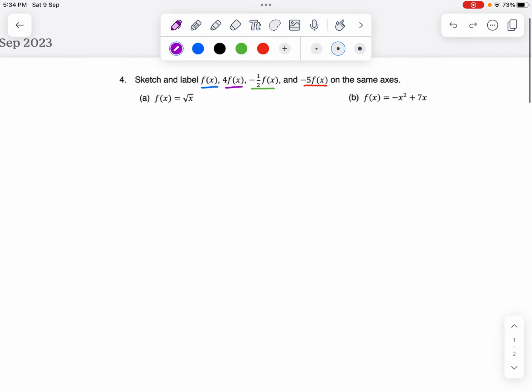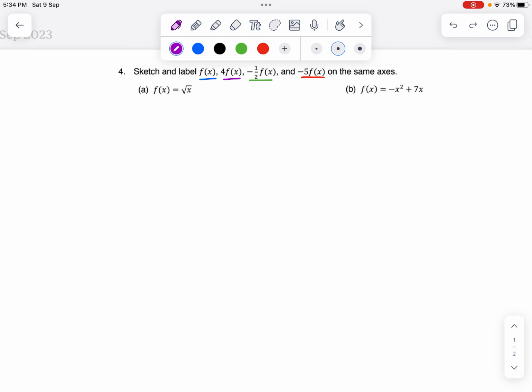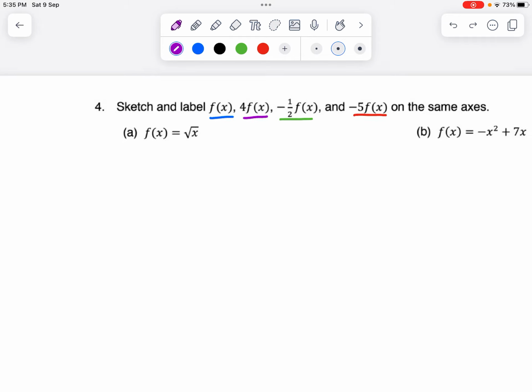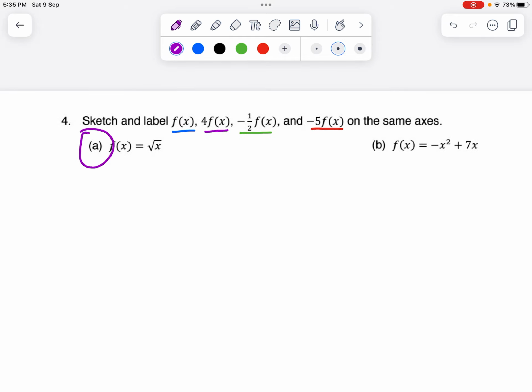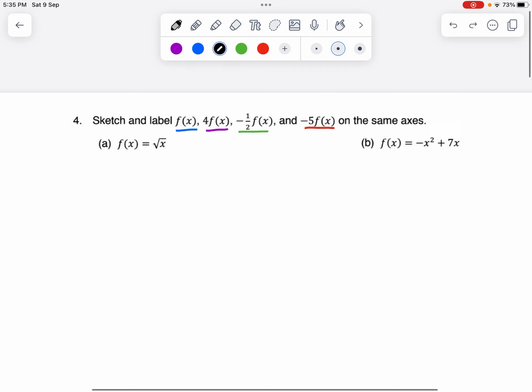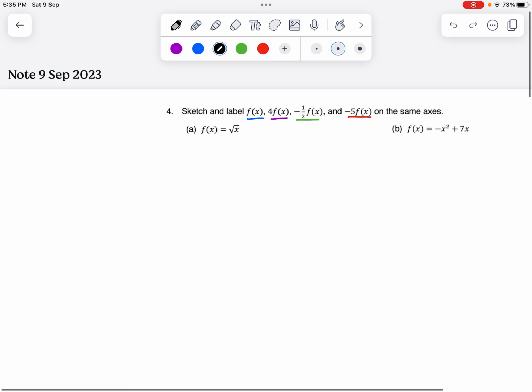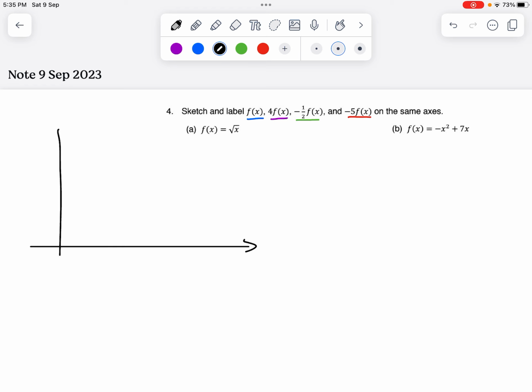So in this video, we will be talking about vertical compression and also vertical stretches and how we can graph them. So here I have two questions, A and B, and then it says sketch and label f of x, 4 times f of x, -1/2 times f of x, and -5 times f of x. So let me just draw the axes. Let's do it this way.